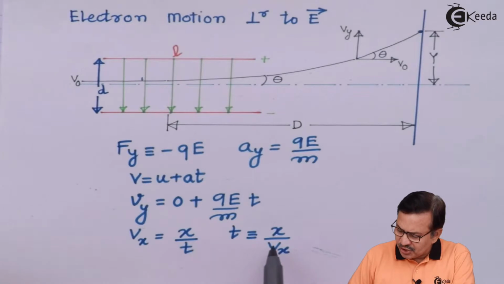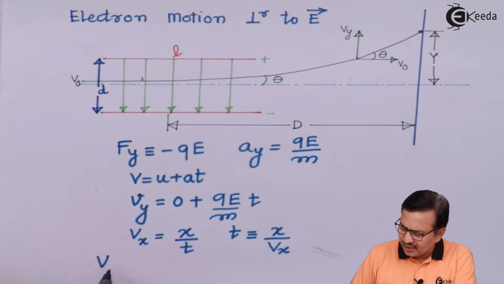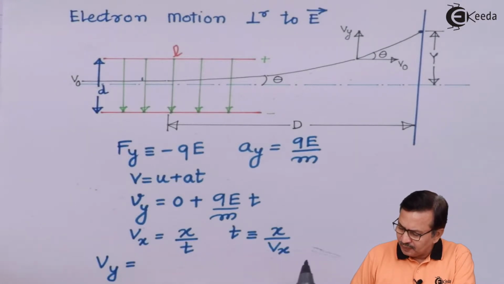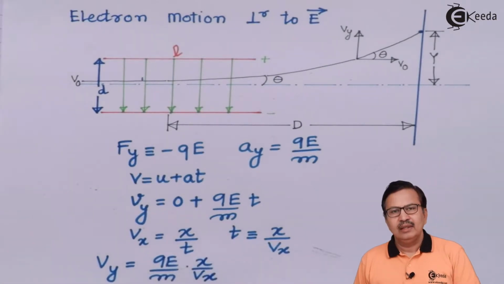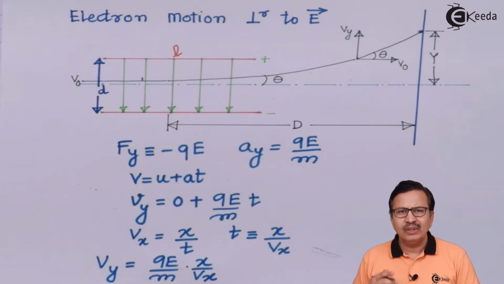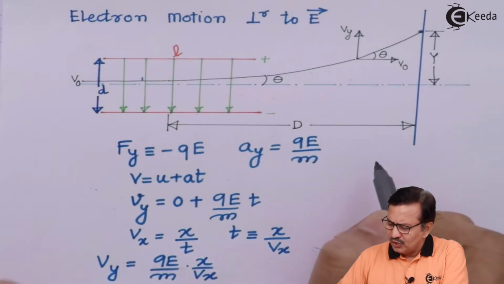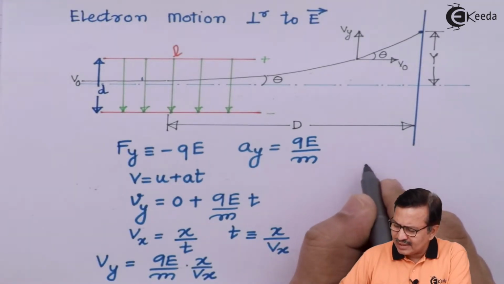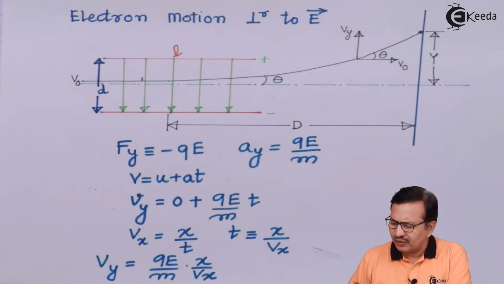I can substitute this expression to find the velocity in the y direction, which is Vy equal to qE upon m multiplied by T, that is x upon Vx. Having found the velocity, there is one more expression that we have to find. What is the distance that it has traversed? To find this distance, we use one more kinematic expression, that is S is equal to ut plus half of at square.